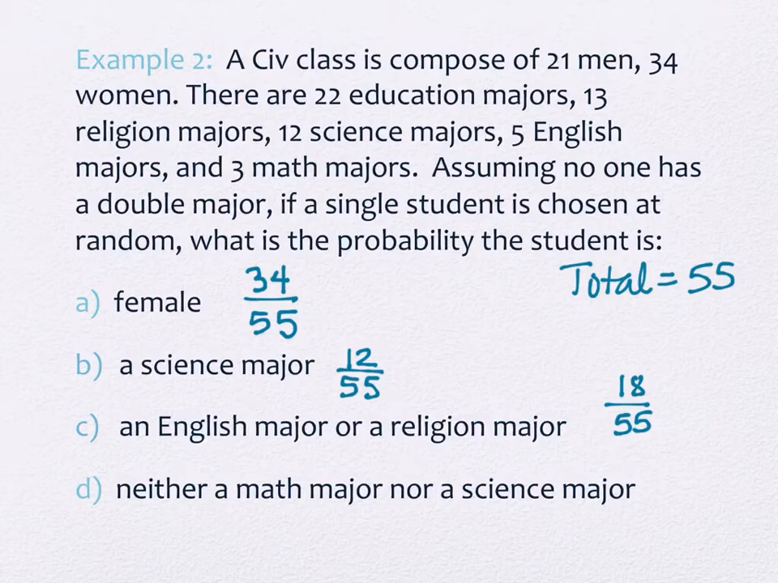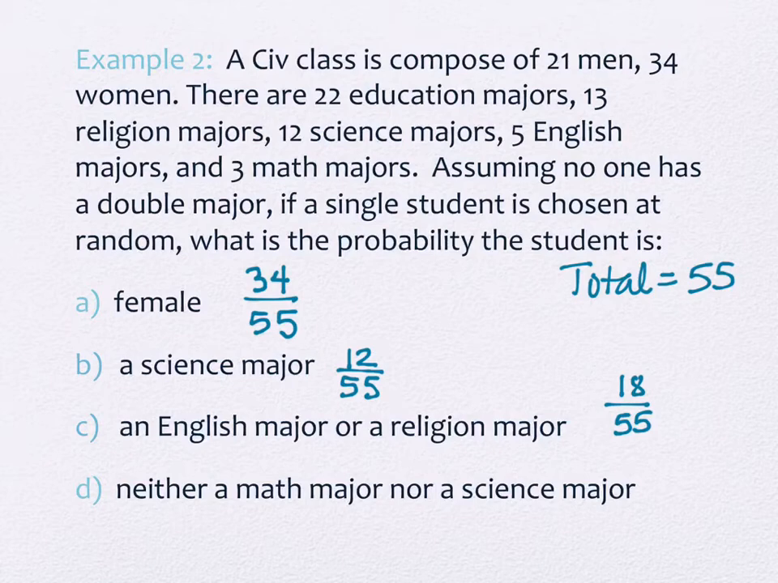All right, so Part D says neither a math major nor a science major. So what am I really going to be doing, or am I asked to do on that problem? Add, what was that, Katie? Add all the other majors. You could add all the other majors together, right? That's one way to do it. What else could you do? You could add the math and the science together and subtract them away from the 55. So either of those options works pretty much equally well in this particular problem. One's not more work than the other or anything like that.